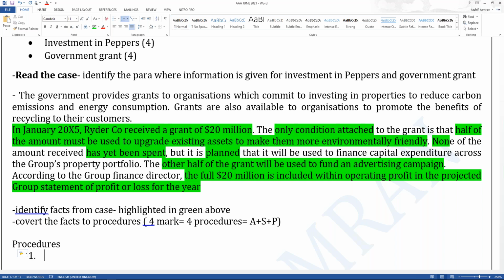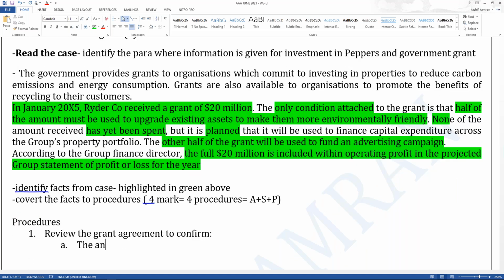Procedure number one. In January, the company received a grant. So I should review the grant agreement to confirm, number one, the amount of grant received and the date received, and further to confirm the conditions associated with the grant.